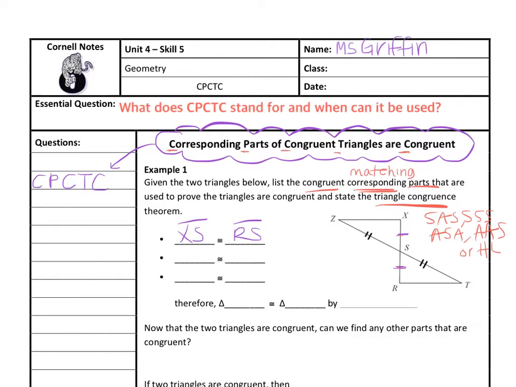Now I want you to find the other pair of corresponding parts and write it down, and find the third piece of information from this picture that you would need in order to prove the triangles congruent. Pause the video while you do it, make sure you match up the right parts, and then check back in with me in just a second.